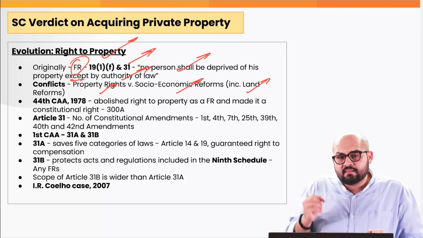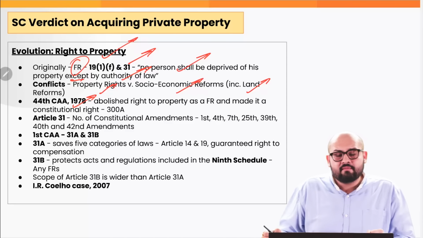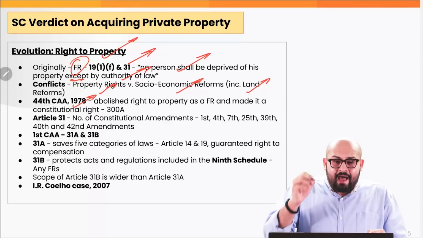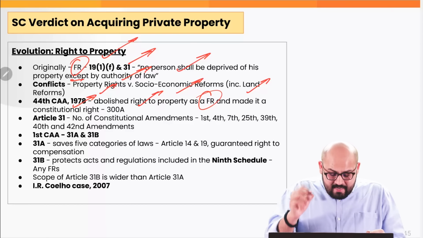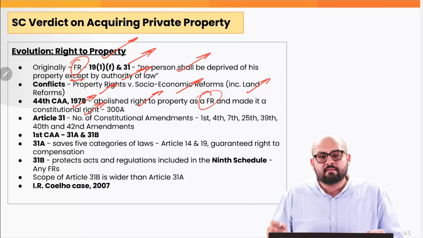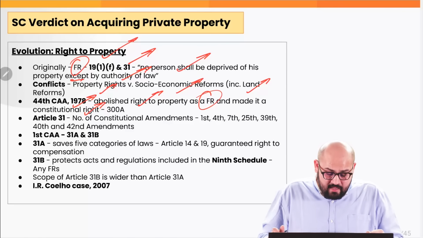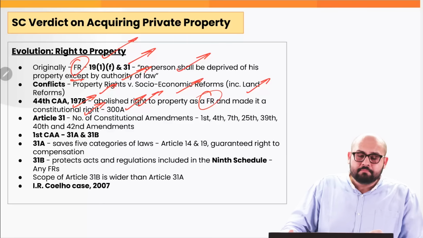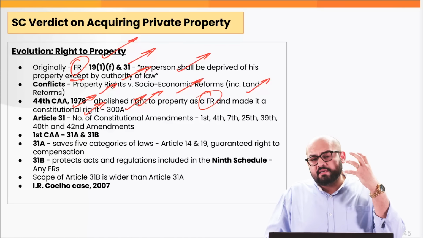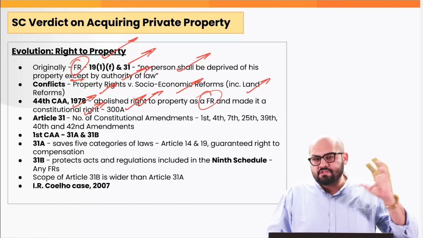Then what we saw was that in the year 1978, we had the 44th Constitutional Amendment Act, and this abolished the right to property as a fundamental right. And it made it a constitutional right, that is under Article 300A of the Indian Constitution and in Part 12, right? Now, Article 31 has been a bone of contention for years.